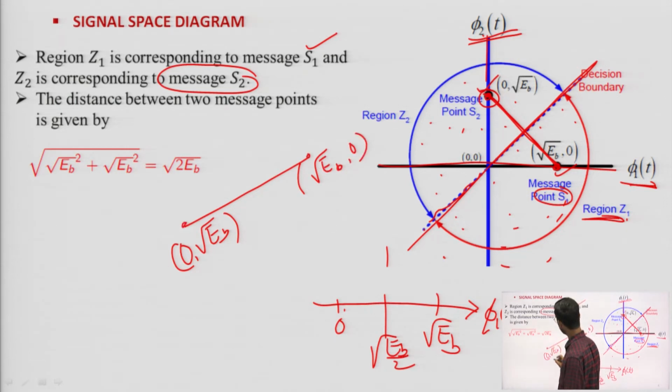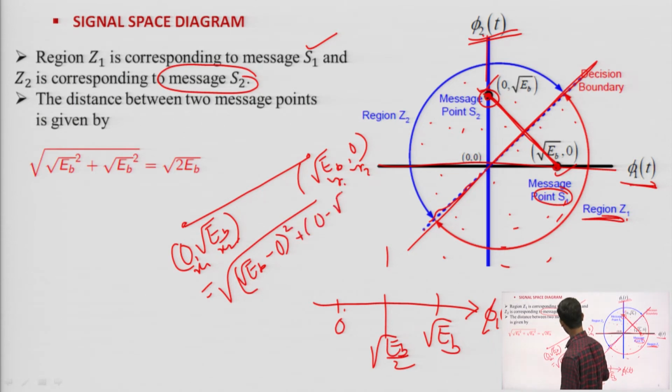How can I get this distance? Taking the square root, let us say the points are x1, x2 and y1, y2. So I can write the square root of (y1 minus x1) squared plus (y2 minus x2) squared. So the square root of (root EB minus 0) whole squared plus (0 minus root EB) whole squared. I get root of EB plus EB, that is nothing but root 2 EB.